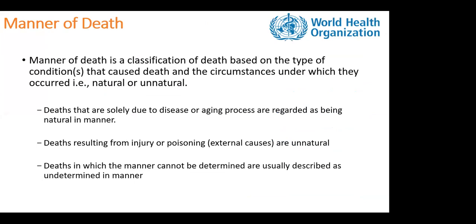Okay, so I've already explained the manner of death. As I said, it's a classification of death based on the type of conditions that cause the death and circumstances under which they occurred. So it can either be natural or unnatural. Deaths that are solely due to disease or aging process are regarded as being natural in manner. Deaths resulting from injury or poisoning or external causes are unnatural. Deaths in which the manner cannot be determined are usually described as indeterminate in manner. So you just say that.